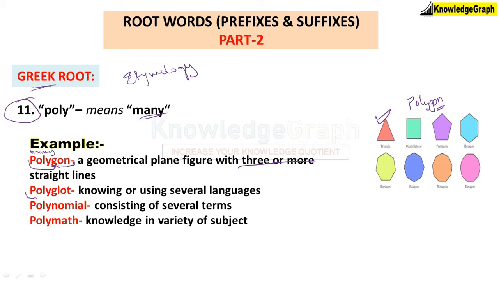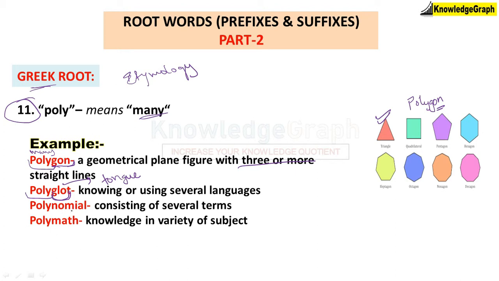Next is polyglot. Poly again means many. Glot is another root word which means tongue. So polyglot means knowing or using several languages. See, poly means many, glot means tongue. So we say our mother tongue and something like that. So poly means many tongues, that is, knowing or using several languages.